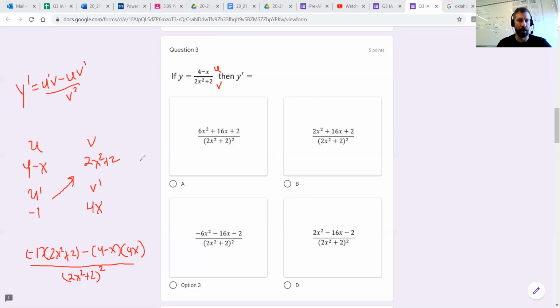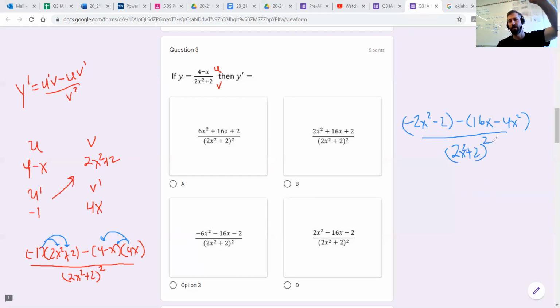So what you're going to have to do is just some distributing to simplify the numerator here. So negative 1 times both of those and 4x times both of those. What I'll do is I'll just write that over off to the side over here. So that's going to be negative 2x squared minus 2. I'm going to keep that in parentheses and keep that minus sign in between them. And then 4x times 4 is 16x. 4x times negative 4 is negative 4x squared. And that's all over 2x squared plus 2 squared.